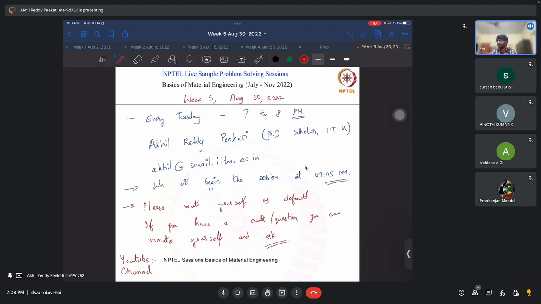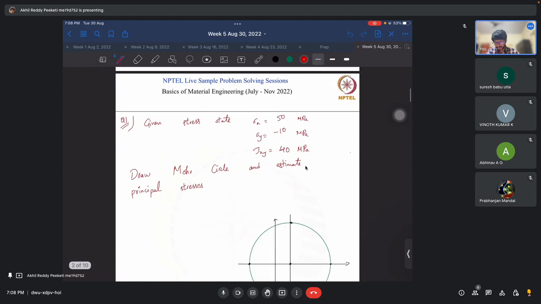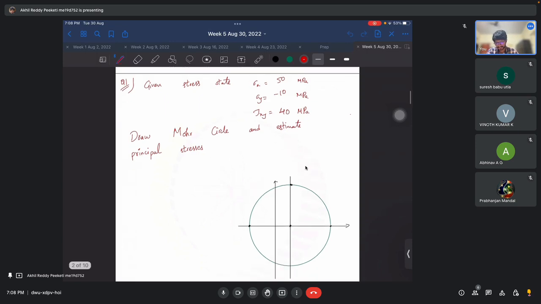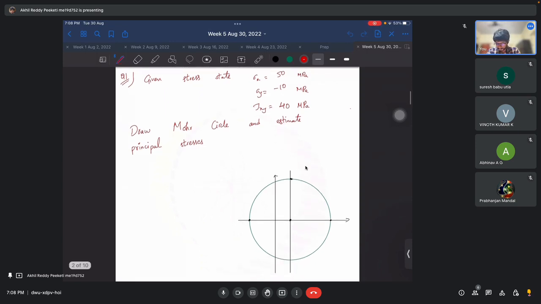Okay, so this week we'll be dealing with failure theories. So for question one, given the combination sigma x, sigma y, and tau xy, we are supposed to draw the Mohr circle for the corresponding stress state and estimate the principal stress.